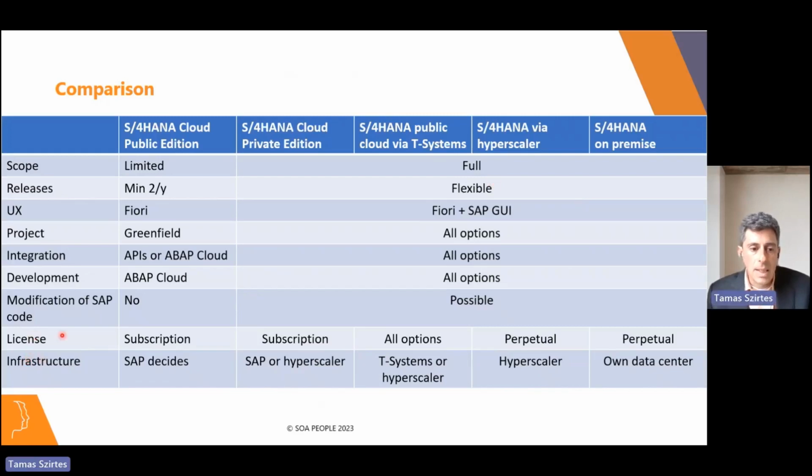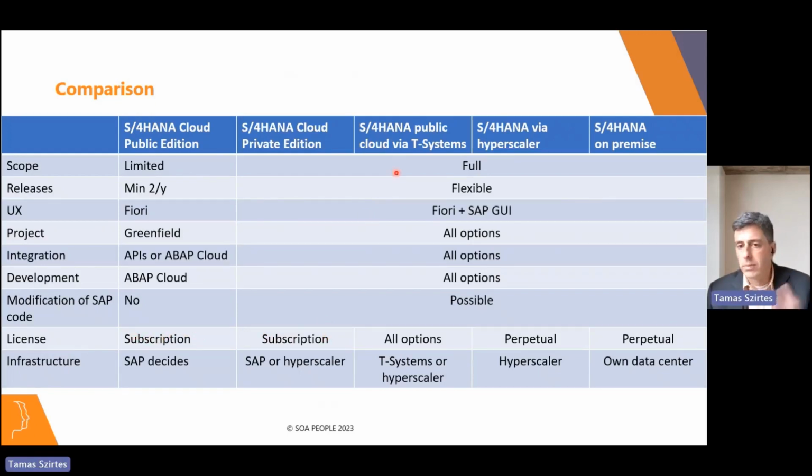Now, my last aspects for the comparison are license and infrastructure. So let's talk about license. S/4HANA Cloud, whether public or private, as part of RISE, comes with a subscription. That's the whole idea of RISE. So you pay per FUE, the full-time user equivalent, which is something like users, but there is a formula for how you calculate the FUEs, and then you license based on these FUEs.